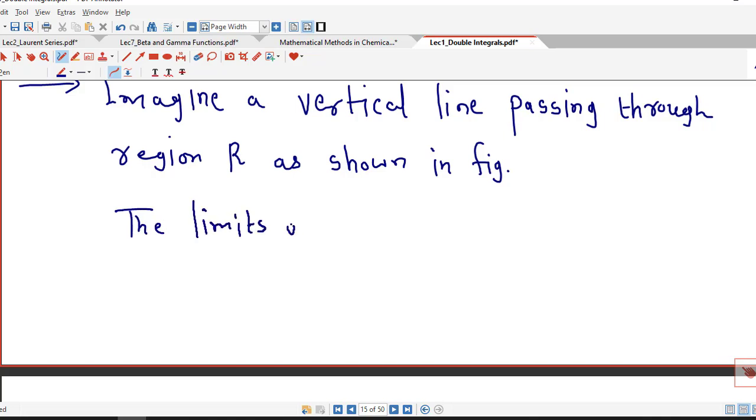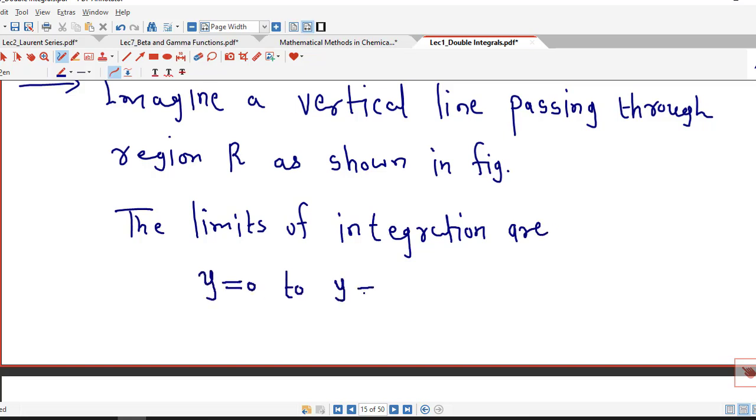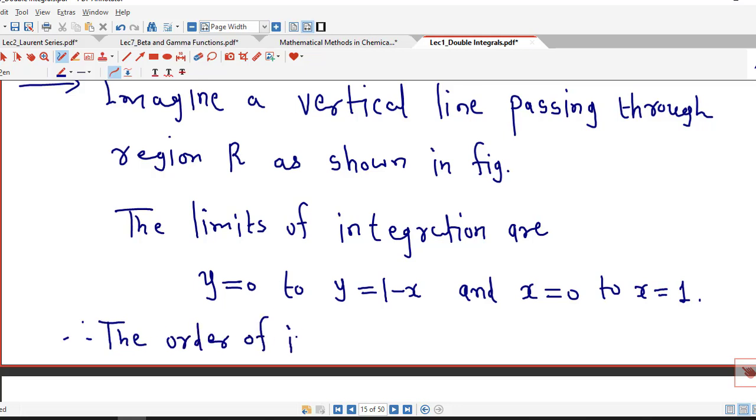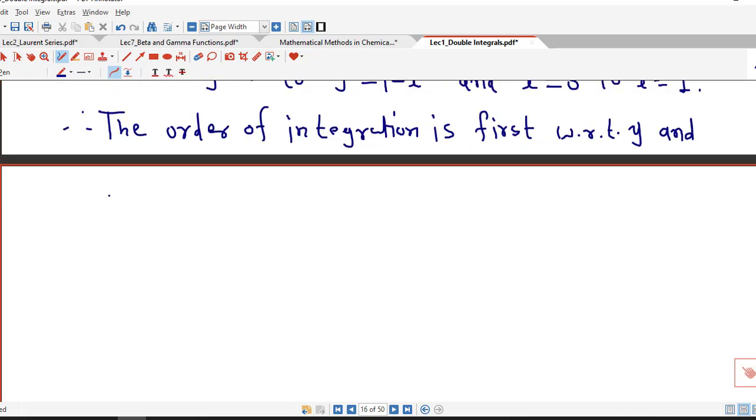The limits of integration are y is from 0 to y equal to 1 minus x, and x is from 0 to x equal to 1. And therefore, because we have taken vertical line, order of integration is first with respect to variable y and then with respect to x.